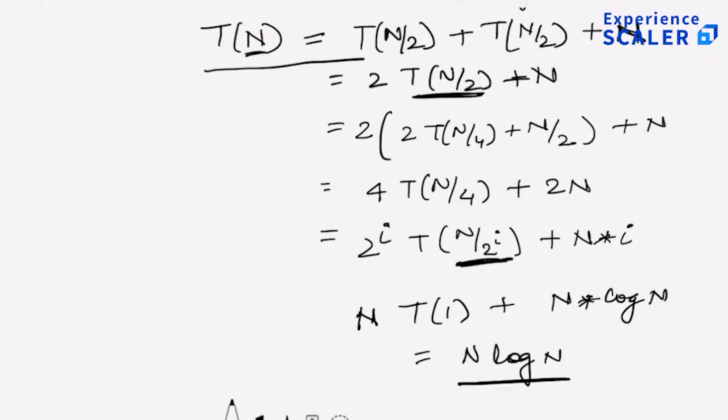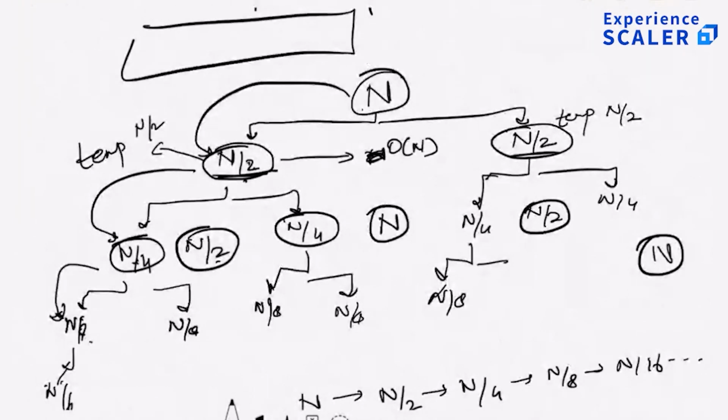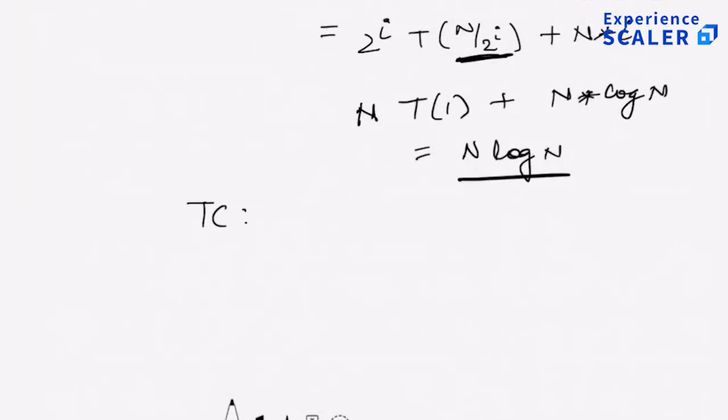This is how Master's theorem actually works. I'm just elaborating that, expanding that equation. Even if you don't know about Master's theorem, that is fine, as long as you understand the intuition of why it is n log n. Because in the recursion tree, there are log n levels. On every level, I'm using order n time. So time complexity becomes order of n log n. Space complexity becomes order of n.